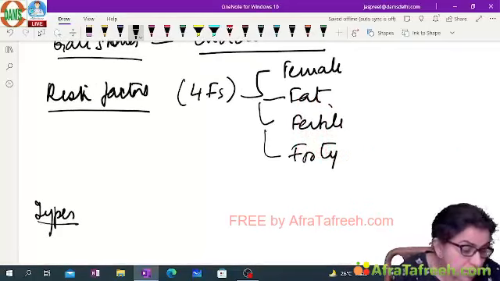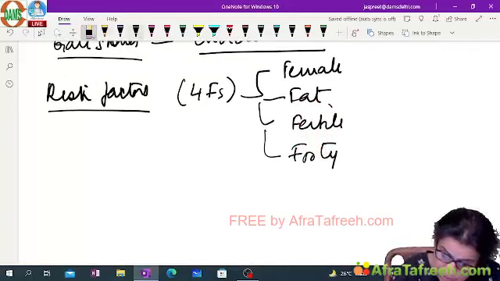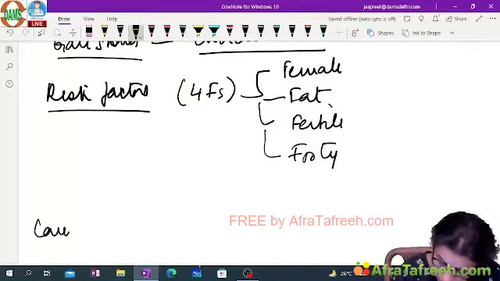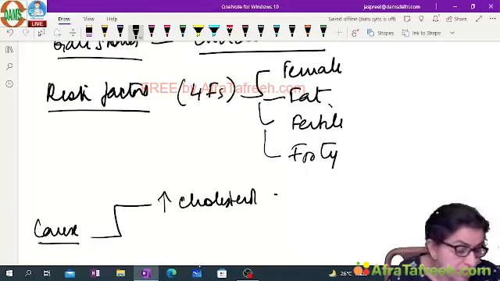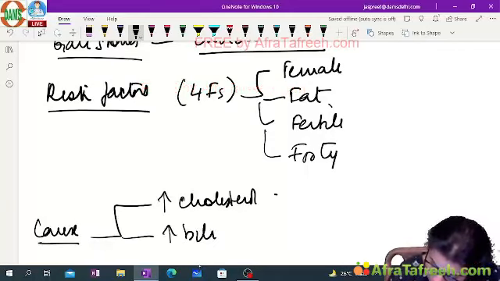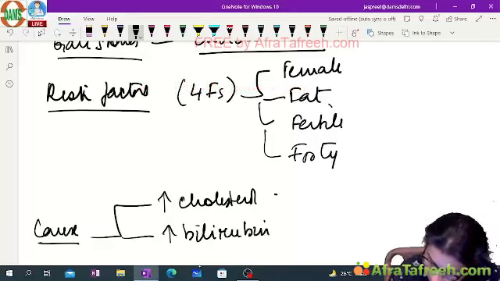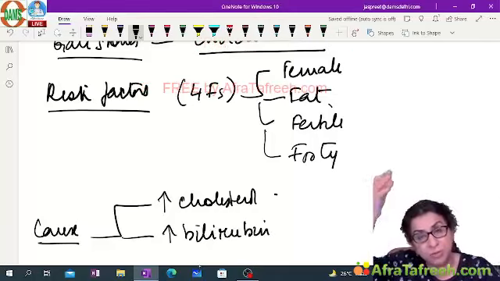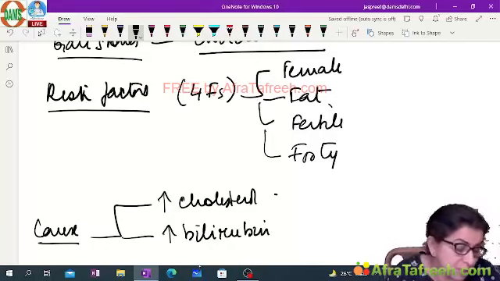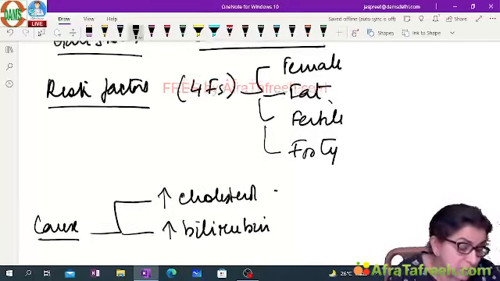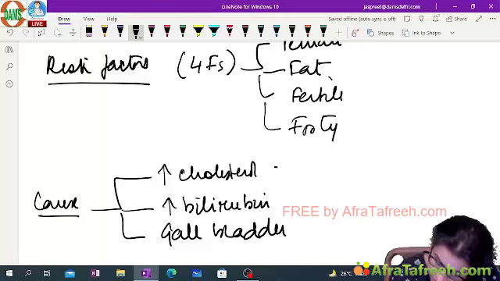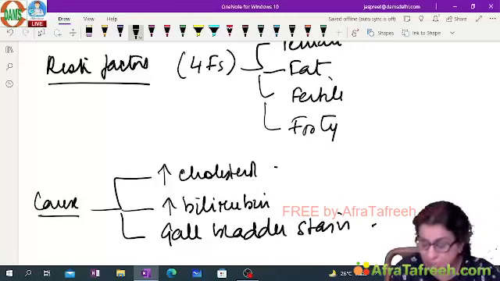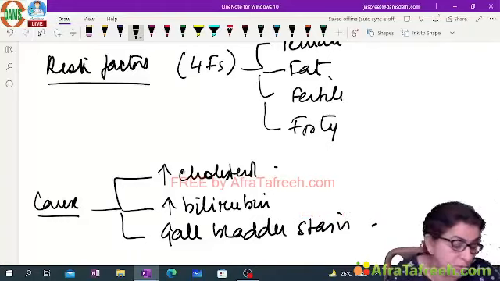Types of gallstones. First let us see the cause. What is the cause of gallstones? Gallstones are formed if there is increased cholesterol in the blood, or increased bilirubin. In hemolytic anemia patients where bilirubin is high, gallstones can form. Or there is gallbladder stasis, stasis of bile in the gallbladder. All these can predispose to gallstone formation.